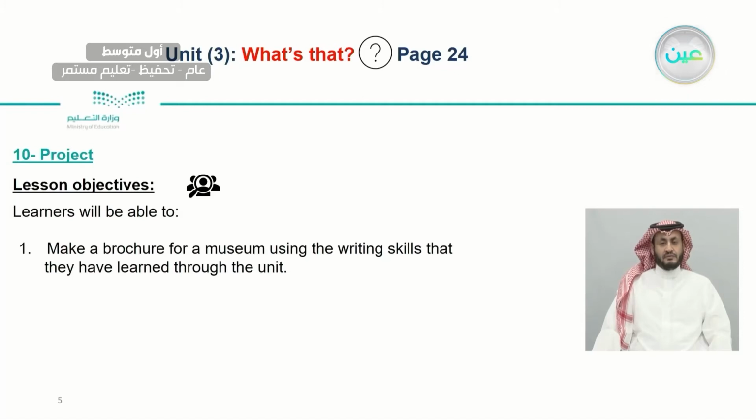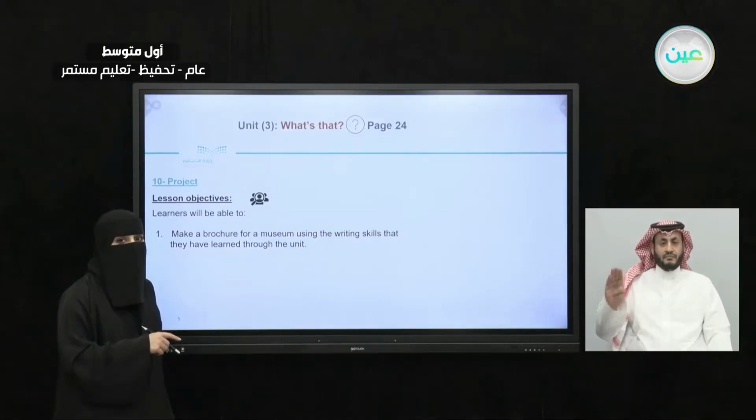In today's lesson, we are going to learn a project. Unit 3, what's that? Page 24. Lesson objectives. Learners will be able to make a brochure for a museum using the writing skills that they have learned through the unit. What does brochure mean? Have you ever heard of this word? Okay, we will answer this question later on.